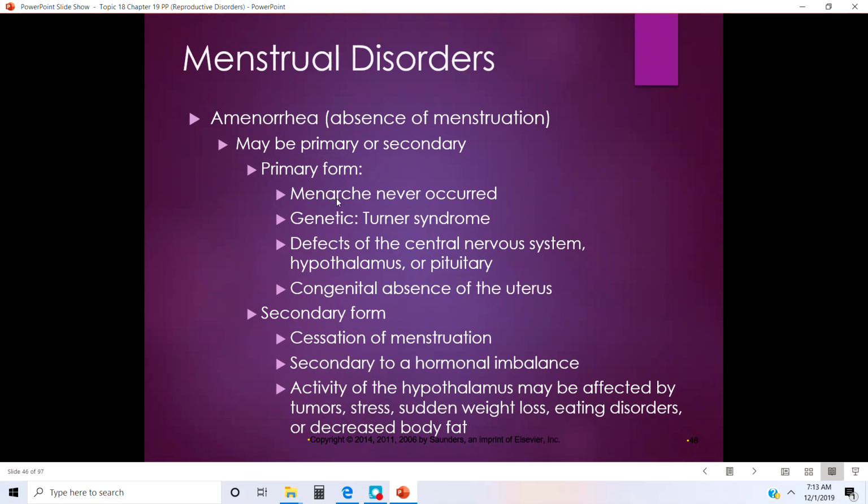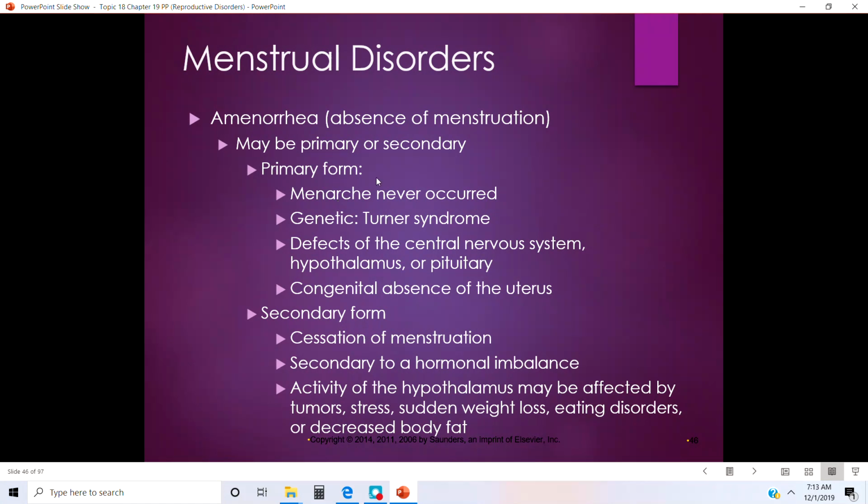So we just want to maybe jot down a definition here. Menarche is the first menstrual cycle that takes place. It just never occurs. Right? There's different genetic reasons for this. There's a genetic condition known as Turner syndrome. There could be a defect with the central nervous system, the hypothalamus, and the pituitary.